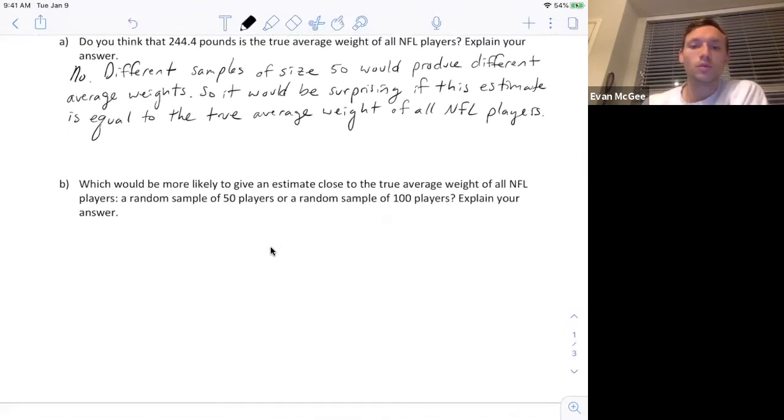Part B: which would be more likely to give an estimate close to the true average weight of all NFL players? A random sample of 50 players or a random sample of 100 players? Again, this is just teaching the fact that larger samples are going to give more accurate estimates. So the random sample of 100 players should be closer to the truth because the sample size is larger.